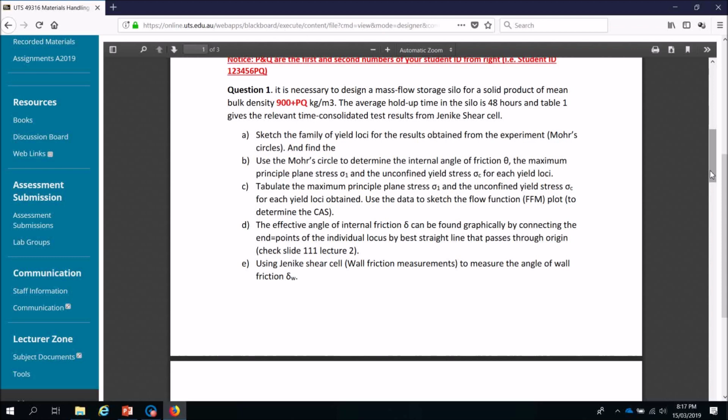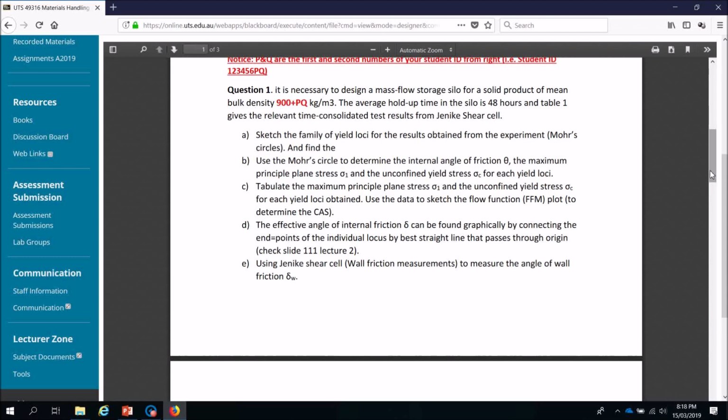First, use the Mohr circle to determine the internal angle of friction theta, the maximum principal plane stress sigma 1, and the unconfined yield stress sigma c for the yield locus. Tabulate the maximum principal plane stress sigma 1 and the unconfined yield stress sigma c for each yield locus obtained, and use the data to sketch the flow function, the FFC plot, to determine the critical stress value. I'm going to talk about the critical stress value next week.